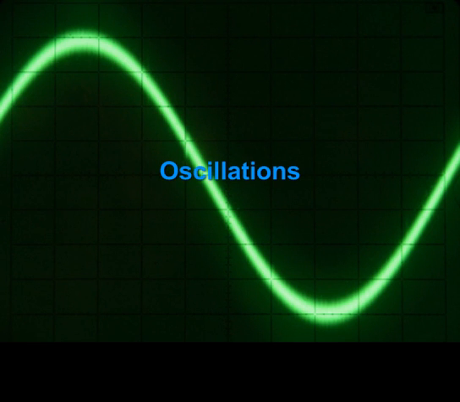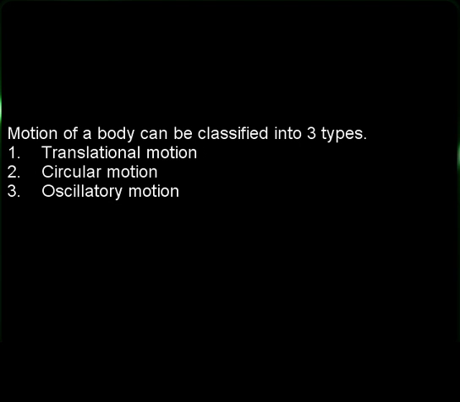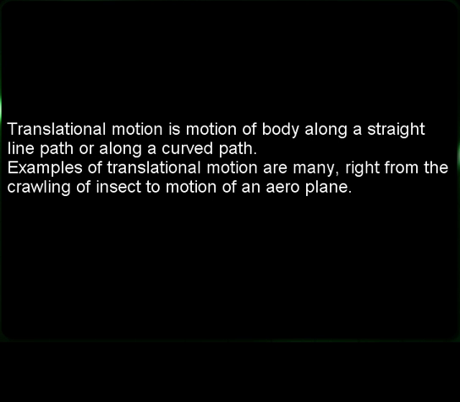Welcome students. Today we will learn the chapter of oscillations. Motion of a body can be classified into three types: translational motion, circular motion, and oscillatory motion.